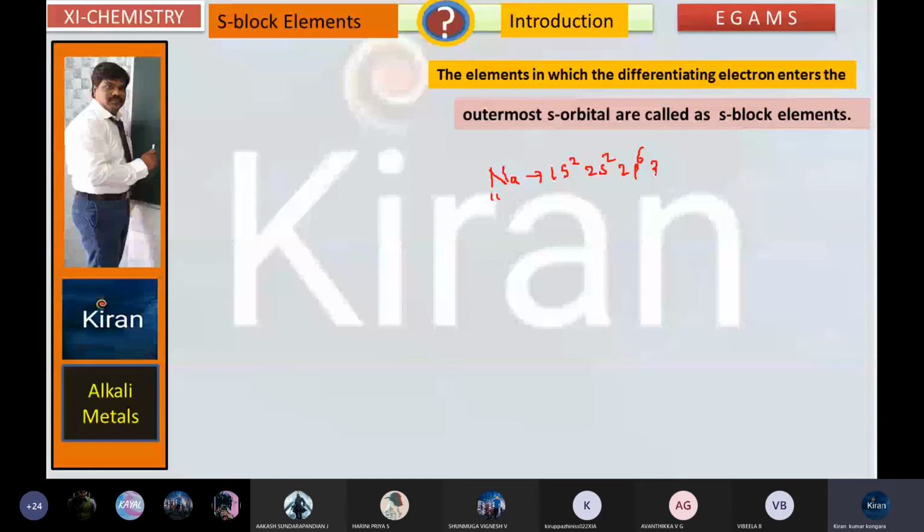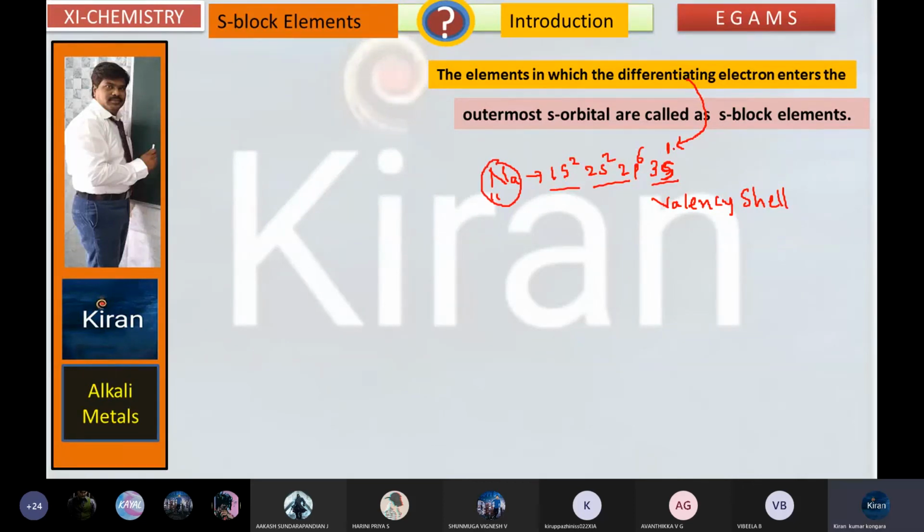This is the first shell, this is the second shell, and this is the third shell. The third shell is known as the valency shell, or outermost shell. Here the last electron is known as the differentiating electron, which is present in the s orbital. Hence the sodium atom belongs to the s block.